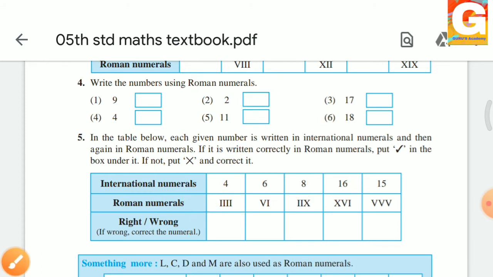So I think you all have understood. So you all can write 11 and 18. That would be your exercise for this question. Now let's see what is the next.